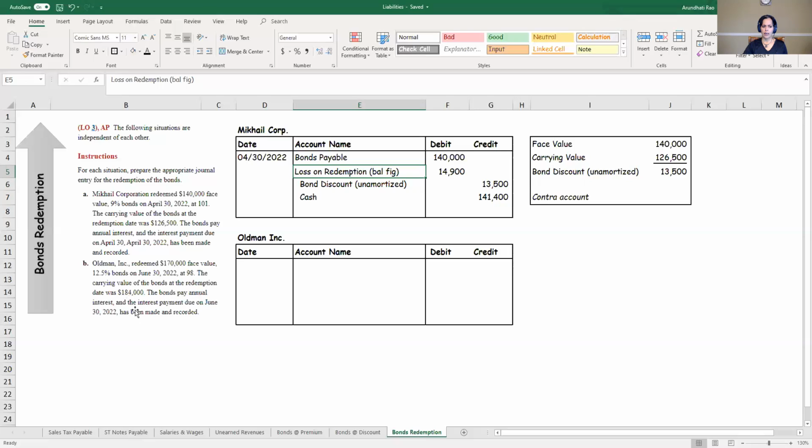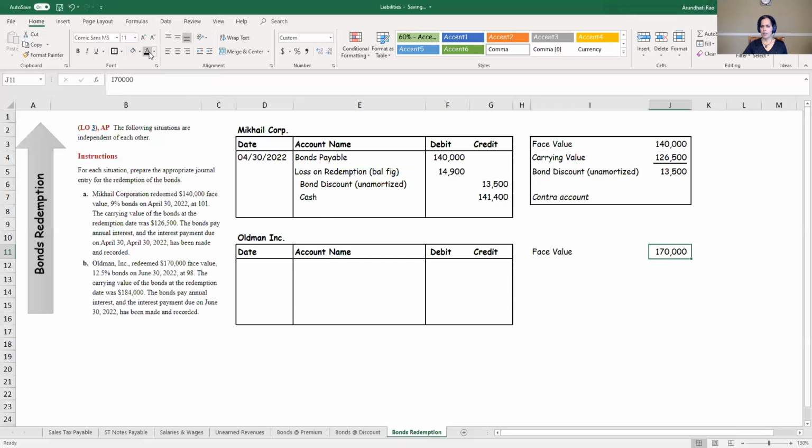The bonds pay annual interest, and interest is payable on June 30th, and all of that has been made. So they're saying all the interest has been settled. Let's go through the same process as we did before. The face value of the bonds I'm redeeming is $170,000. Again, redeeming means I'm paying it off.